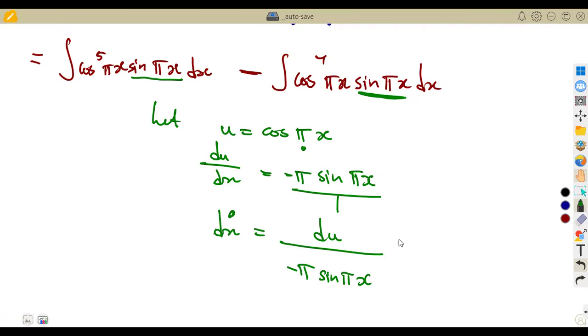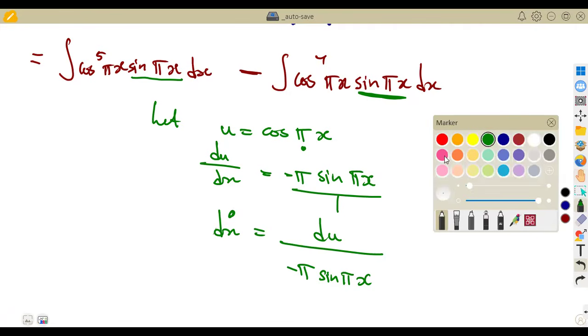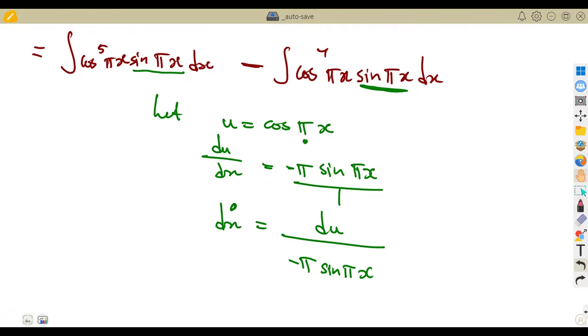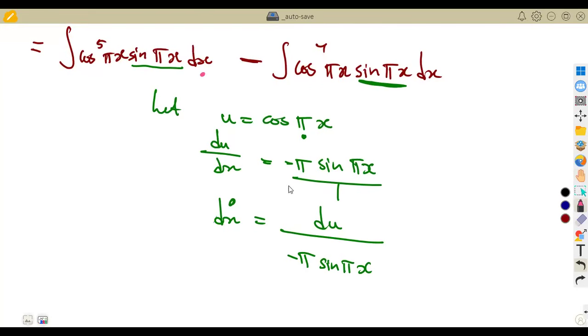All right, so just like the previous case, you are supposed to take your dx here and substitute. If you check properly, by substituting, the sine pi x and the sine pi x will cancel, and that is what we wanted to cancel in the first place. So you'll be left with minus 1 over pi. It's a constant, so we take it out of the integral, and we integrate cos.